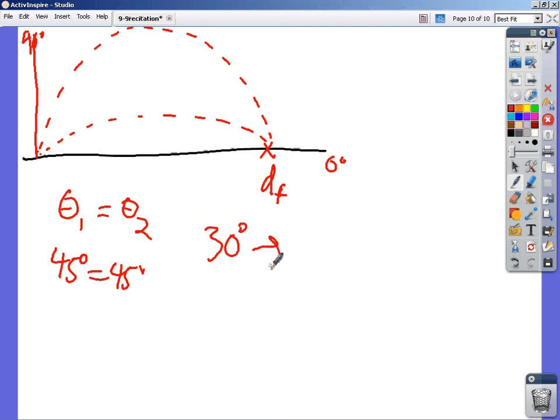Let's see. 7. Seven's easy. If you can't get 7, then yeah. No, I'm on. 7's easy. You just use this formula. It's just straight plug and chug. Okay, yeah. All right. 8.